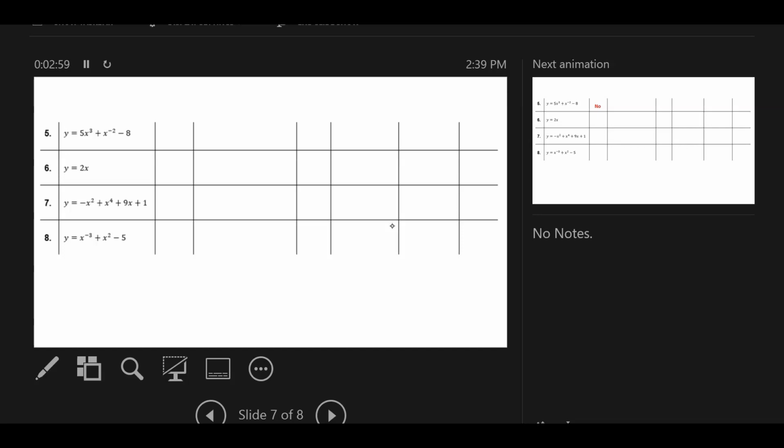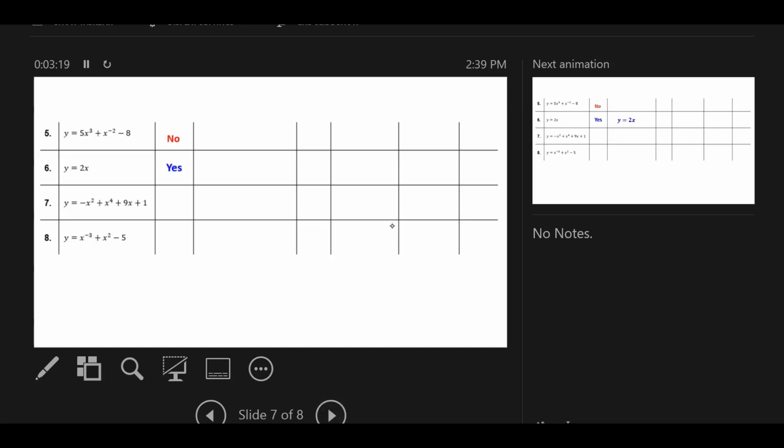Is this a polynomial? What do y'all think? No? Yes? No? Well, why not if you say no? You cannot have a negative exponent, so that's not a polynomial. Okay, so that's it for that row.